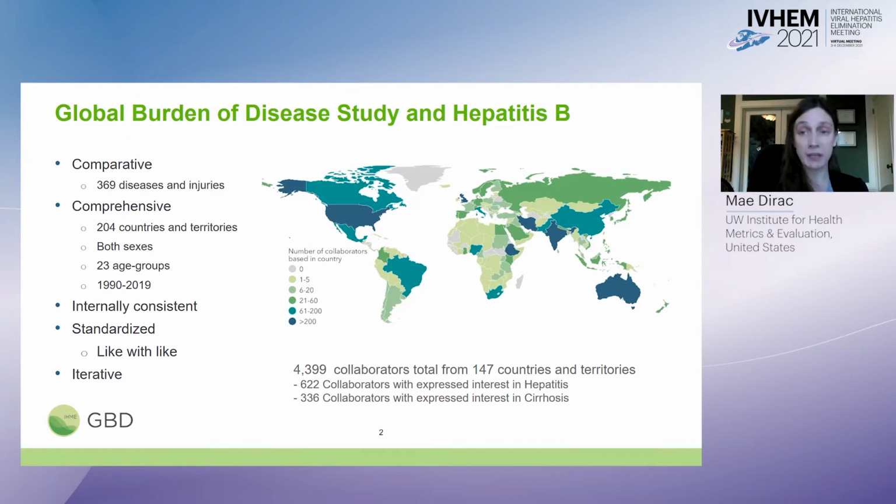And we produce our work iteratively with annual or every couple of year updates to ensure that new data and methodological innovations are incorporated. And we do our work as a core team of several hundred employees and a larger team of more than 4,000 collaborators from 147 countries and territories, including more than 600 with interest and expertise in hepatitis and more than 300 with particular interest in cirrhosis.